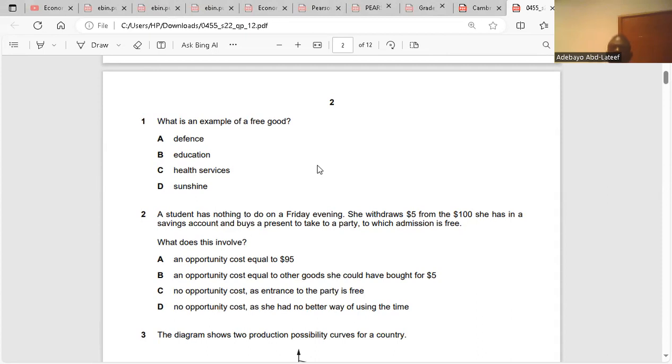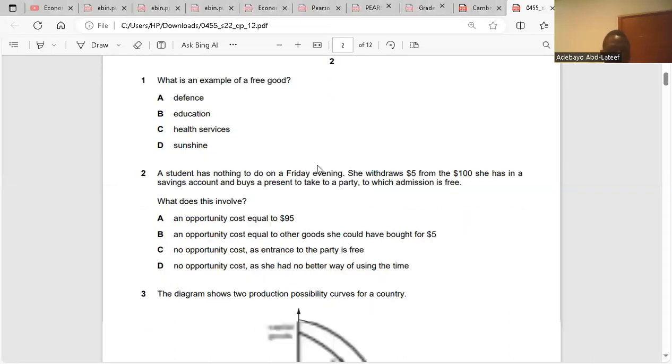When we talk about a free good, we're talking about goods that are produced without the use of factors of production. Defense needs factors of production. Education needs factors of production. Health services need factors of production. Sunshine doesn't need factors of production, it's natural. So free goods are basically natural. So the answer is D.